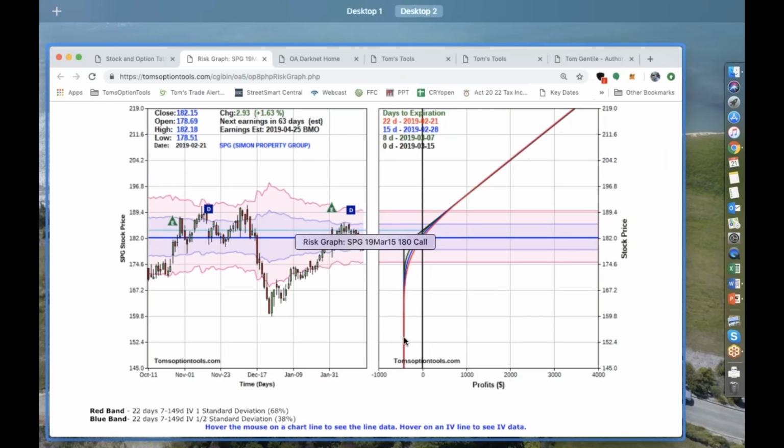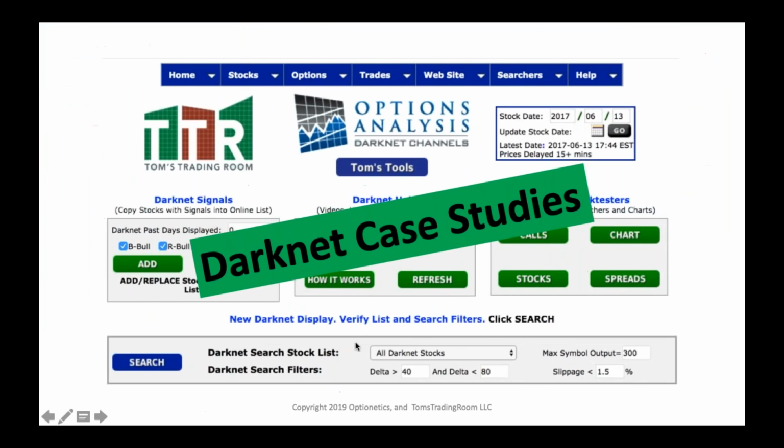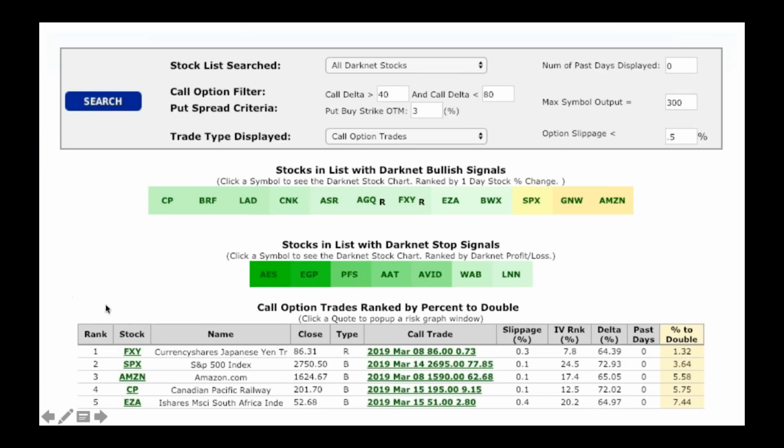Let me just show you, before we move on, last week's case studies. Last week I showed you these and I popped these out before the close. So what ended up happening was we looked at FXY, SPX, Amazon, CP, and EZA. Guess what? Amazon didn't hold its buy signal by the end of the day. It was dropped. But let's take a look at the other four and see how they did.